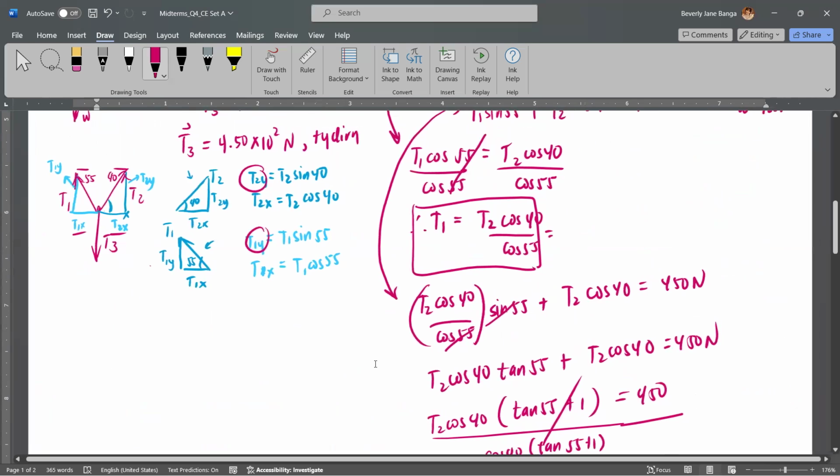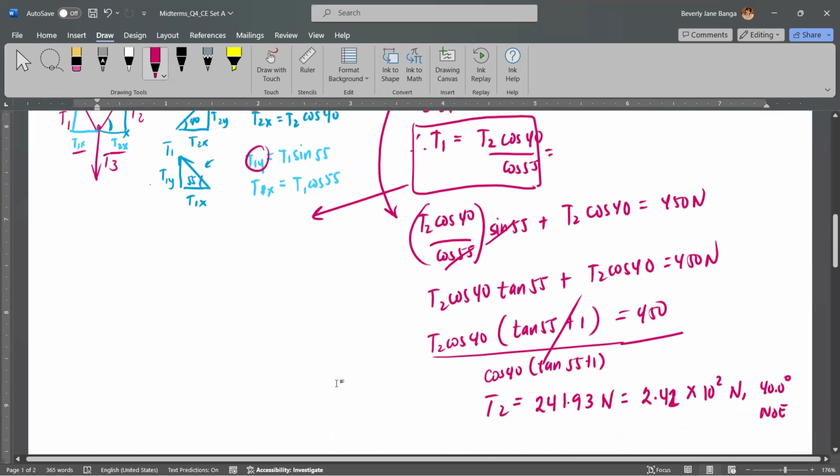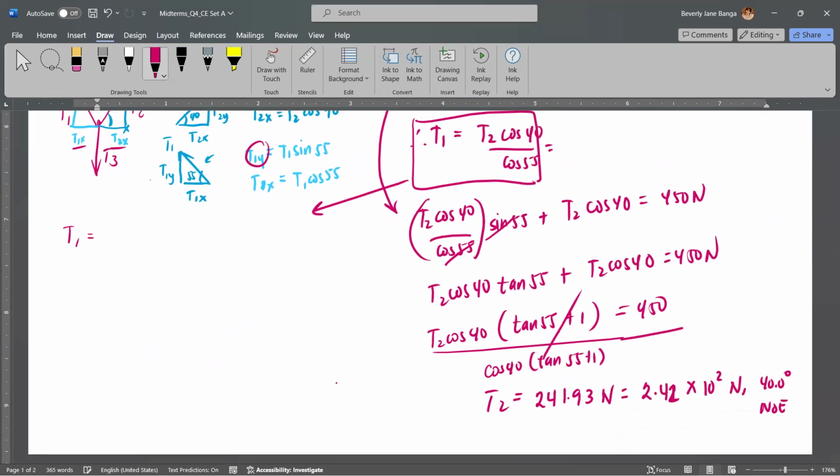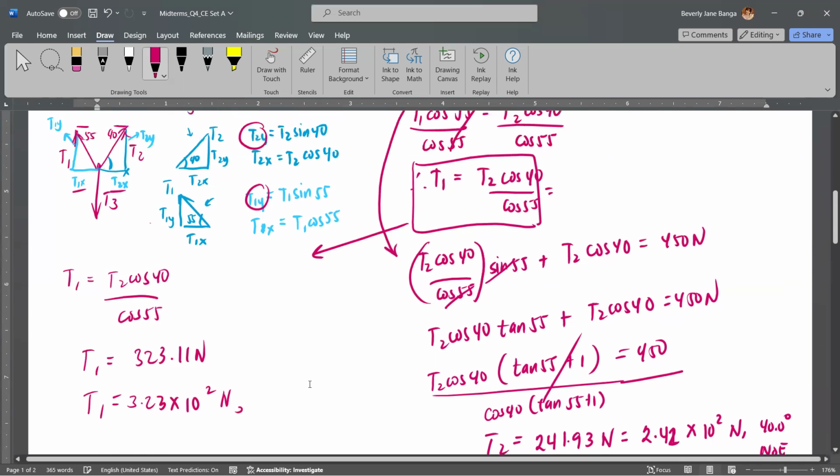Okay, then for our T1, we can now get it. So from here, our T1 is simply T2 cos 40 over cos 55. So you can plug it in yourselves, I won't write it again. But anyway, this will just give me T2 times cos 40 over cos 55. Okay, so T1 is 323.11 newtons. So T1 is simply 3.23 times 10 raised to 2 newtons, and it is directed.